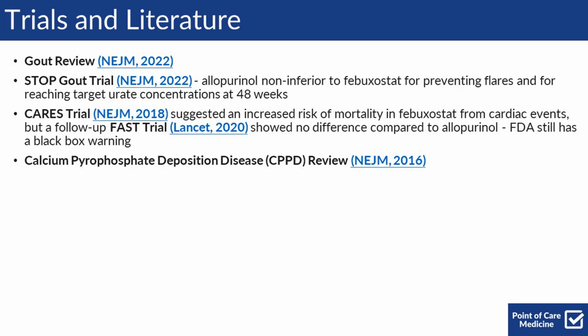For trials and literature, we'll link off to a good gout review in the New England Journal of Medicine from 2022. Some key trials to know include the STOP Gout trial, which showed that allopurinol was non-inferior to febuxostat for preventing flares and for reaching target uric acid concentrations at 48 weeks.